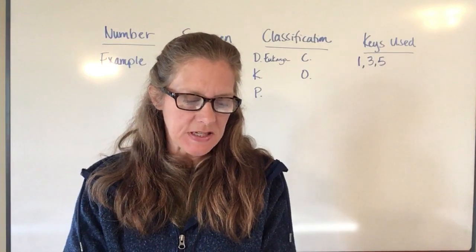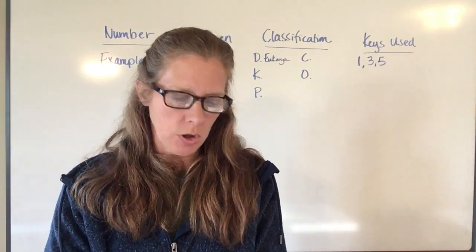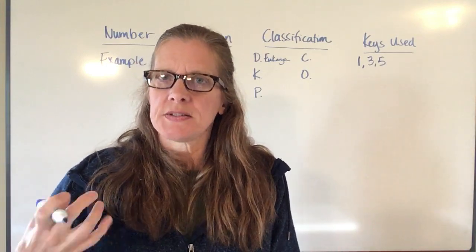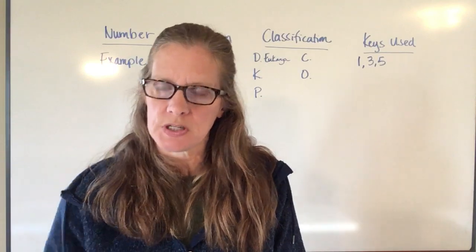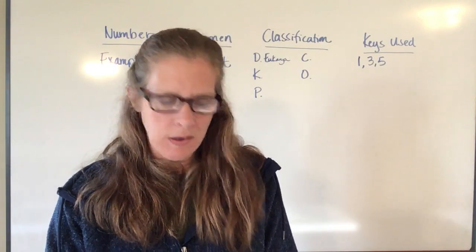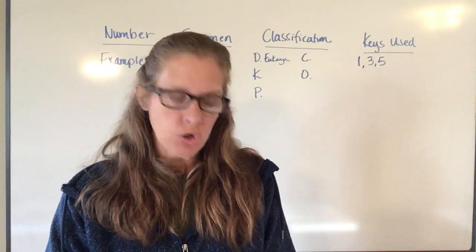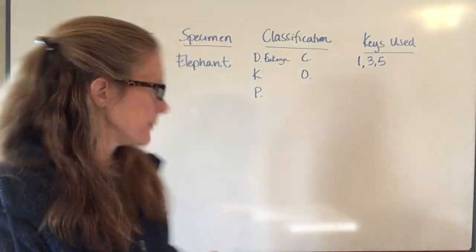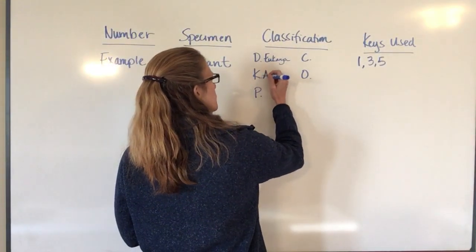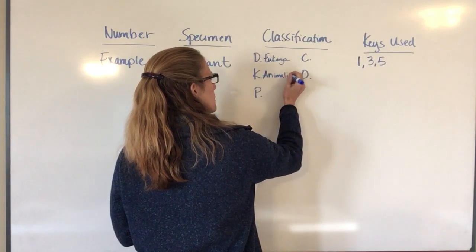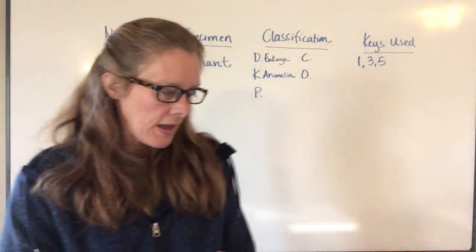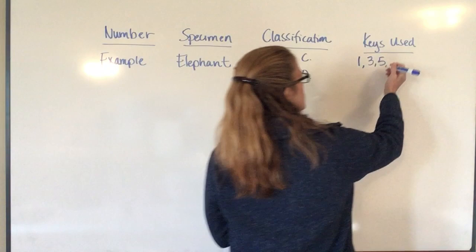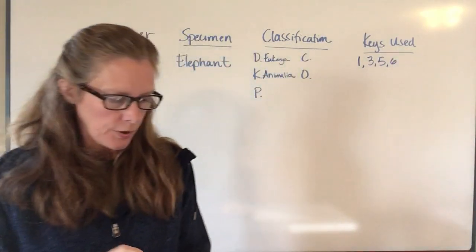Key 5 says, is it a decomposer or is it a consumer? A decomposer is something like a fungus that's going to take dead things and break them down and return those things back to the soil. Elephants don't do that. So definitely this is going to be a consumer, and key 5 tells us that if it's a consumer, that's going to put it into kingdom Animalia. So I can put Animalia here next to the K for kingdom. And then if it's in kingdom Animalia, it tells me that the next place I need to go in the key is to key number 6. So I'm going to write that over here.